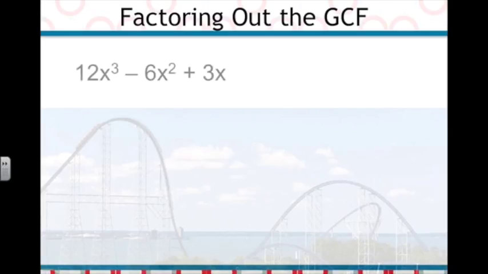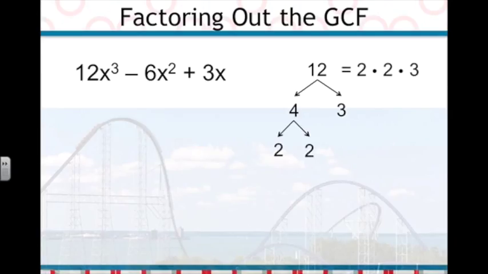Finally, let's factor the trinomial 12x cubed minus 6x squared plus 3x. 12 is the first coefficient, which we can factor into 4 times 3. The 4 factors again into 2 times 2, so we can write 12 as 2 times 2 times 3. If we expand the x cubed, we can write 12x cubed in its completely factored form, 2 times 2 times 3 times x times x times x.